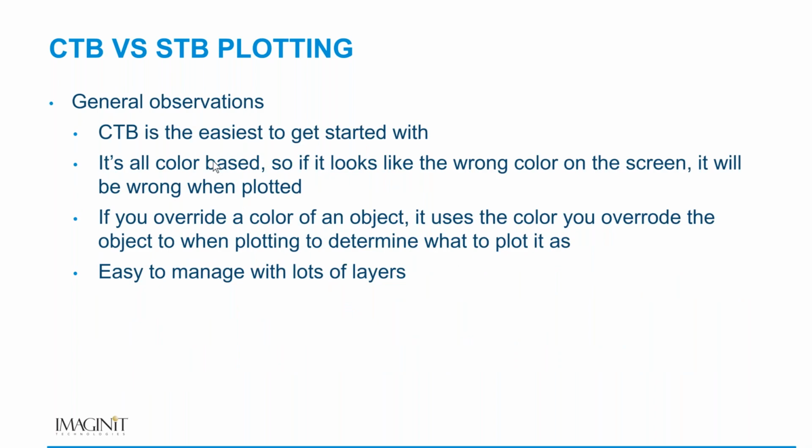So the other general observation: CTB is always the easiest to get started with. This is what we all cut our teeth on. Those of us who have neck beards and have been around a long time, it's always the easiest to get started with because the color you see on your screen, you can change that and make it plot how you want. Since it's all color based, if it looks like the wrong color on the screen, it will be wrong when it's plotted. If you override the color of an object, it uses the color you overrode it to when plotting to determine what to plot it as. And it's easy to manage with a lot of layers.